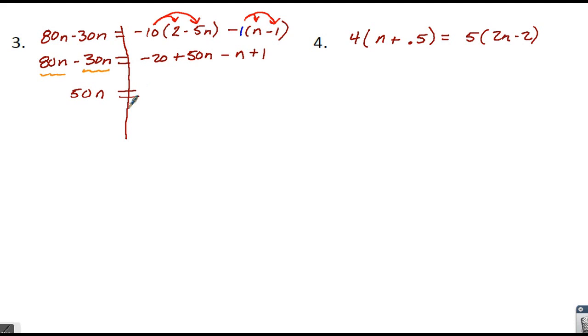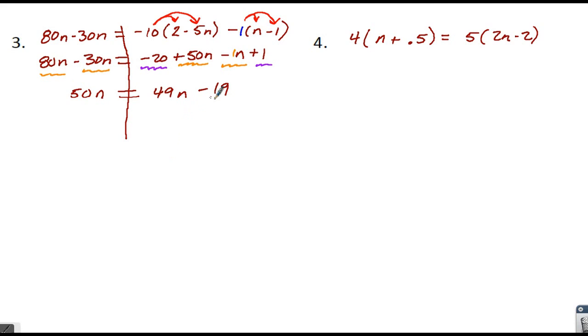And that's going to equal to, well, let's see what we can combine here. Well, we can combine the 50n minus the n, or 1n, if you want to put a 1 right here. So 50 minus 1 is going to give us 49n. And then we're going to go ahead and take the negative 20 and the plus 1. Negative 20 plus 1 is going to give us negative 19. Alright, so now we've simplified both sides of the expressions. We've combined terms on the left side and the right side.